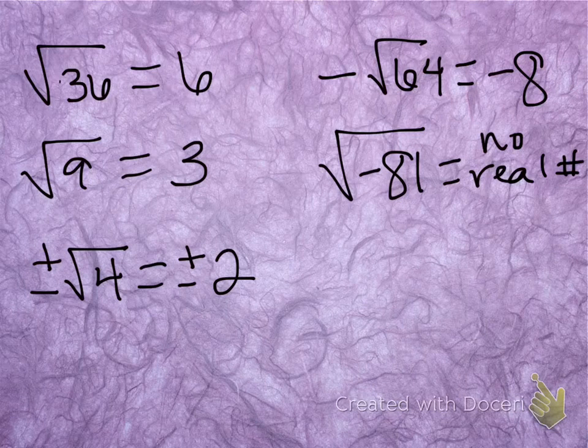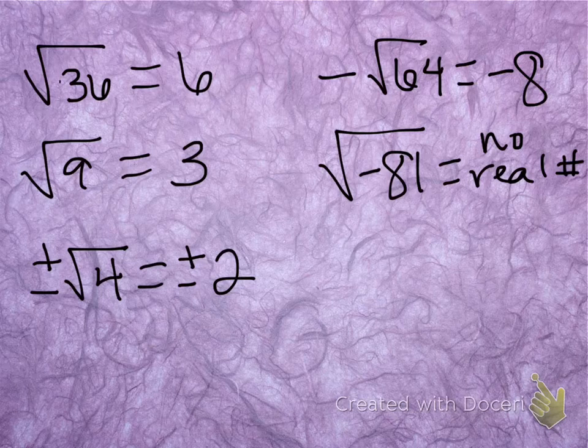Now there are some other examples. When you have something out front of a radical sign, remember that's what the square root sign is called, such as a negative: negative square root of 64. Well, we find what the square root is within the radical sign. So what is the square root of 64? Well, 8 times 8 is 64. So the radical of 64 is 8.